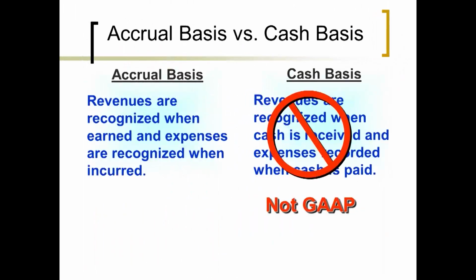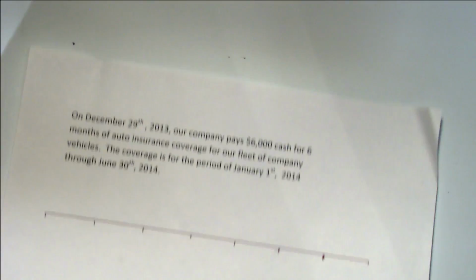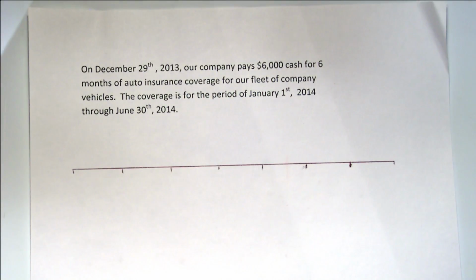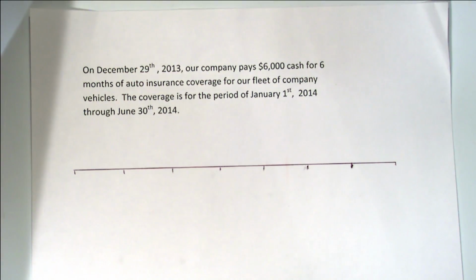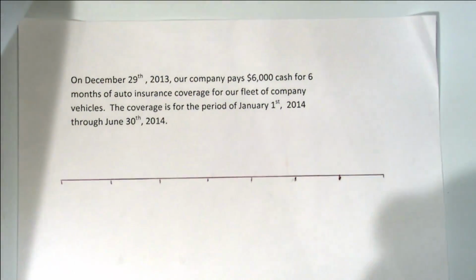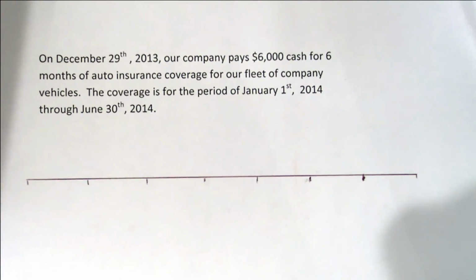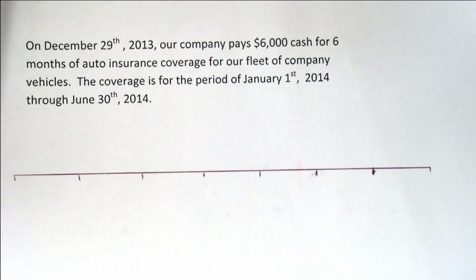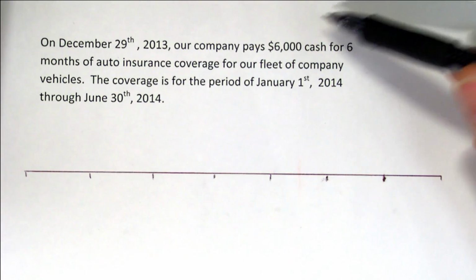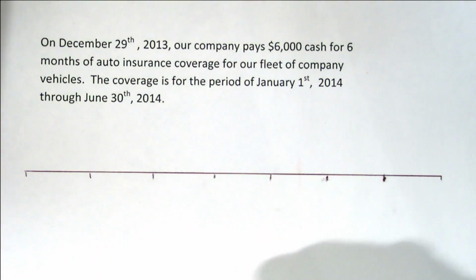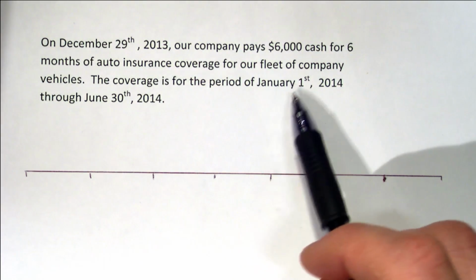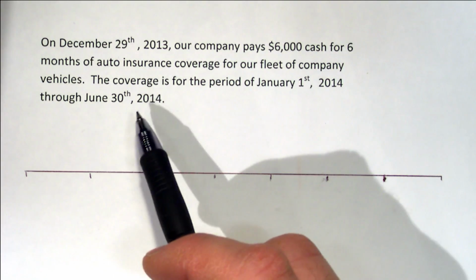Now, okay, let's come off and go to the document camera. All right? I want to talk through an example here. All right? Okay, let's read through this real quick. On December 29th, 2013, our company pays $6,000 cash for 6 months of auto insurance coverage for our fleet of company vehicles. The coverage is for the period of January 1, 2014 through June 30, 2014.